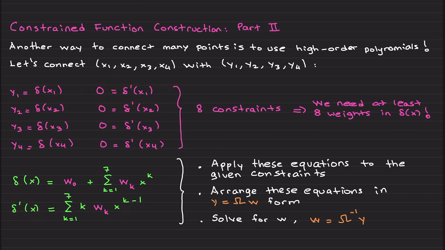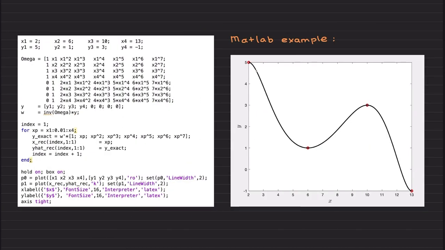In this case, you are going to arrive at 8 equations, and I want you to arrange these equations into y equals omega w form. Then you need to solve for w. Basically, w is omega inverse multiplied by y, and you have 8 constraints and 8 weights, which makes this 8 by 8, and an inverse should always exist in this case. That's why for the number of constraints given, you need to include that many weights such that you can invert the omega matrix.